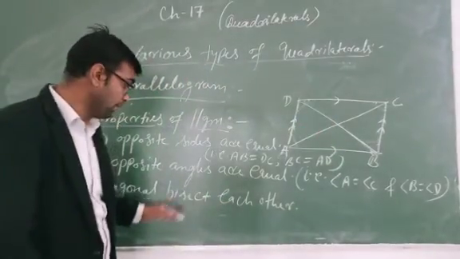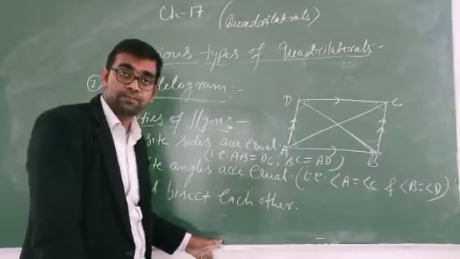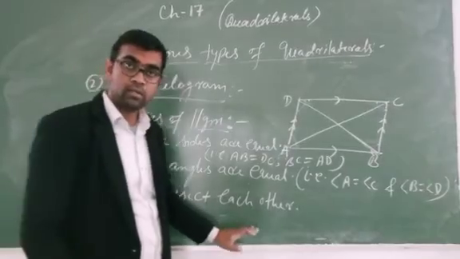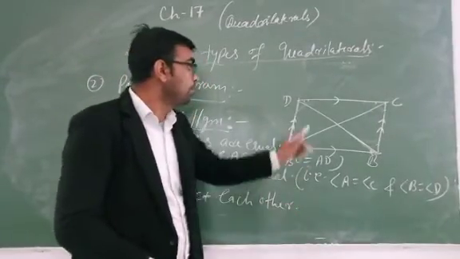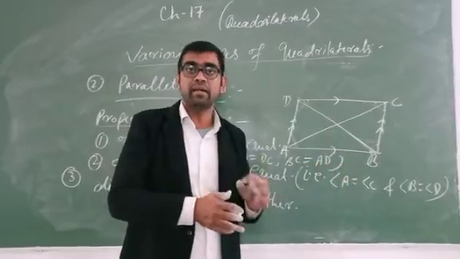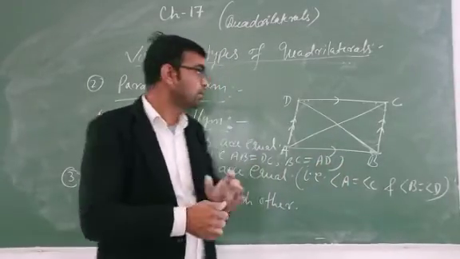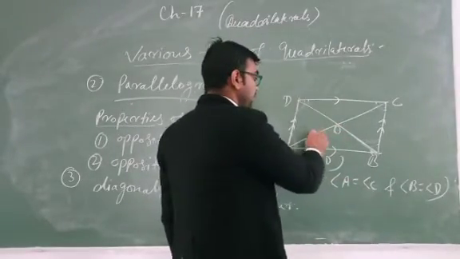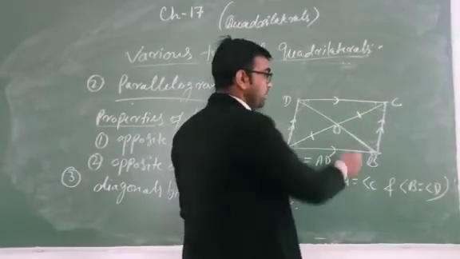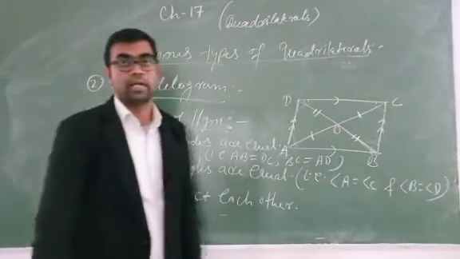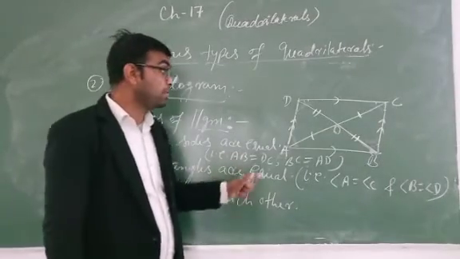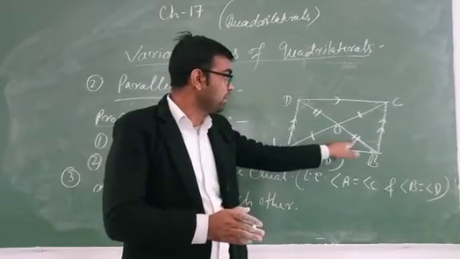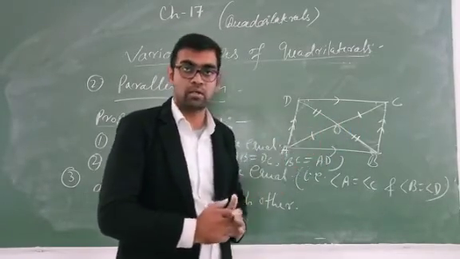So in a parallelogram, diagonals bisect each other. Understand? Diagonals bisect each other means both diagonals divide each other into two equal parts. If they intersect each other at point O, then definitely AO will be equal to OC and OB will be equal to OD. They divide each other into two equal parts, so this part and this part will be equal.